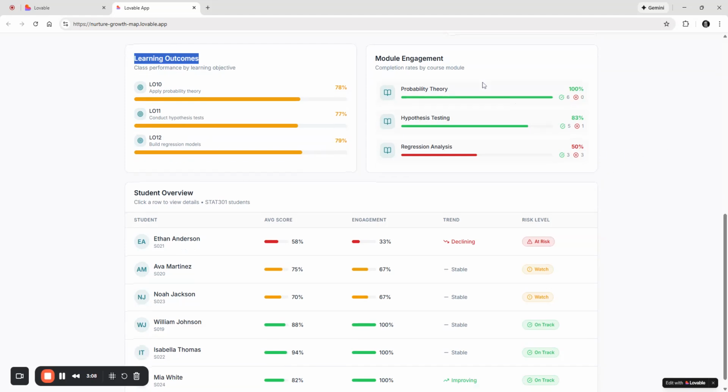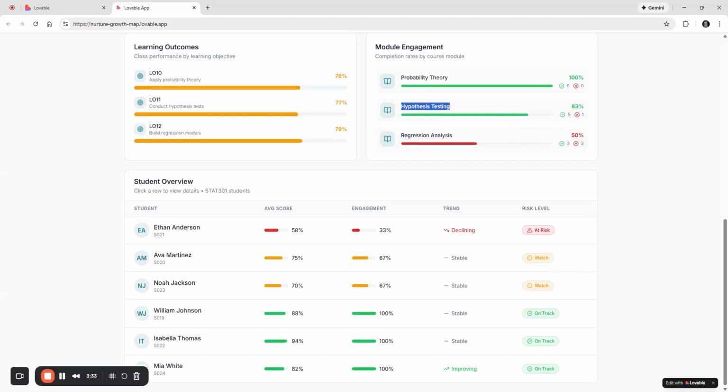Now, as I scroll down, we have a description here over to the right that describes it a little bit more in detail, the module engagement. And you can see here that the engagement rate for regression analysis is very low. Probability theory is good, hypothesis testing is good, but regression analysis is very low. And maybe as students get deeper into the course, they begin to struggle with some of the concepts and they start to fall behind.